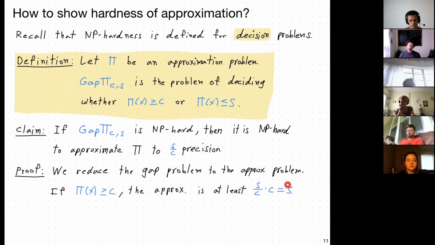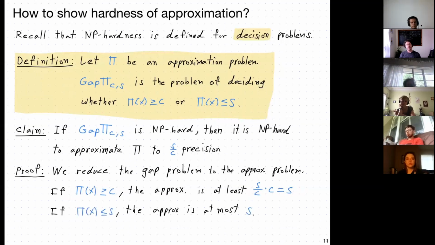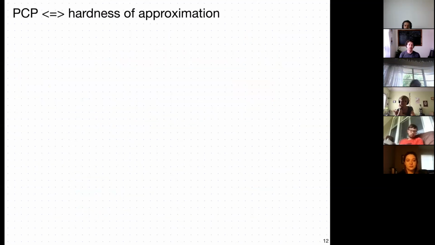And S times C/C, this is just S. Whereas on the other hand, if it's less than S, then, well, it's less than S. And so this means that if you can solve an approximation problem, then you can just use this algorithm in order to solve the gap problem. So it suffices to just argue that the gap problem is hard.